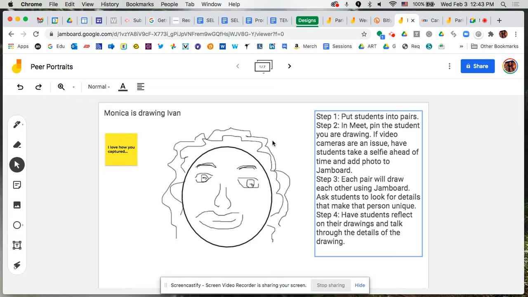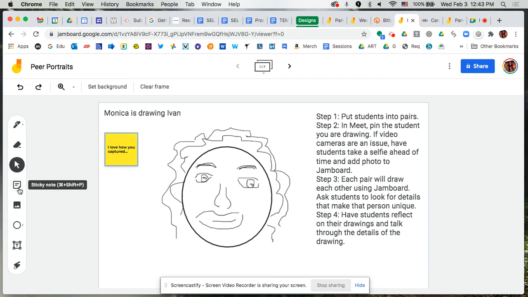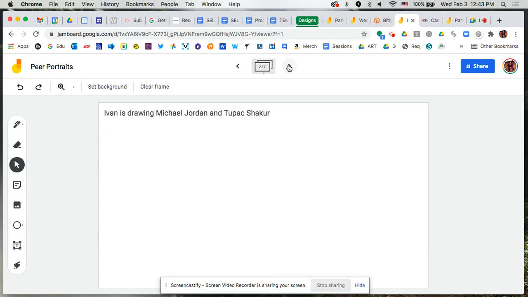The other thing I want to show you are these little, what look like sticky notes. Over here on the left-hand side, you have the ability to add a sticky note so a student can come in here and comment and say, I like how you captured XYZ or whatever. So you can actually have some feedback and input from other peers based on what you have drawn, right? What that student has drawn.